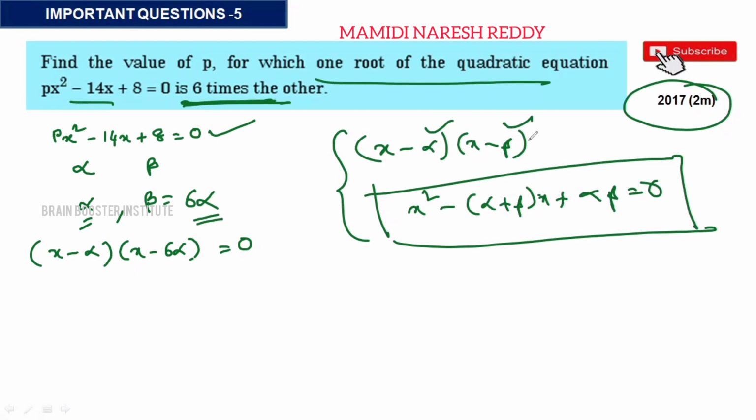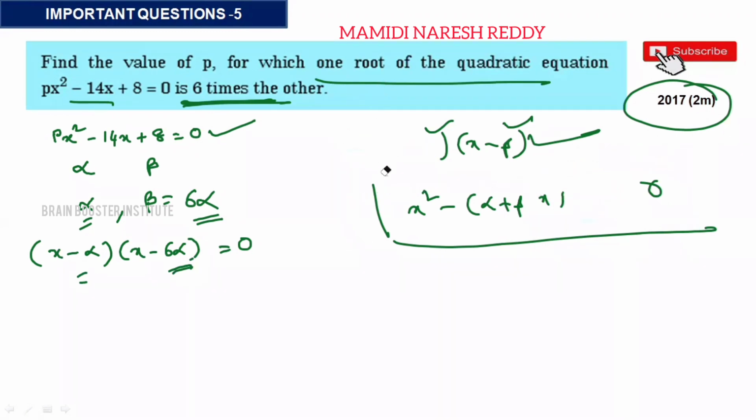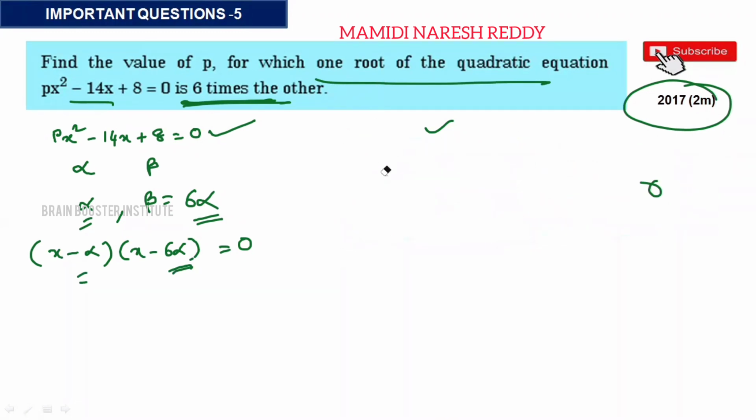So this we can write in this form, x minus alpha, as I wrote. In the place of beta, I wrote minus 6 alpha. Got it? So I hope you understand here. So my dear friends, here, please note this. Right. Now (x minus alpha) into (x minus 6 alpha) is equal to 0.